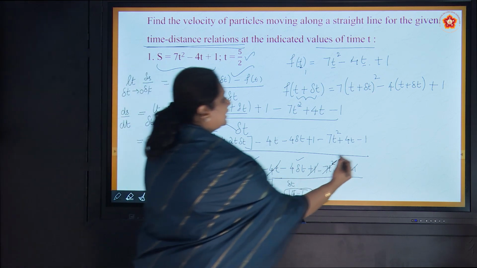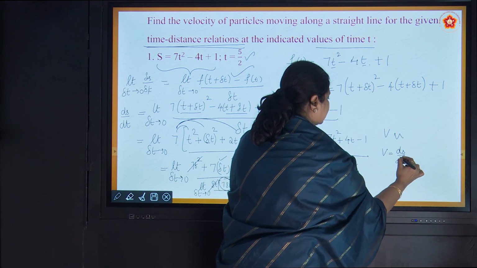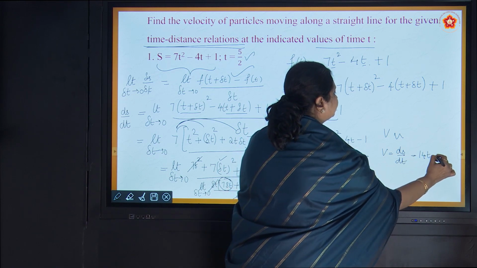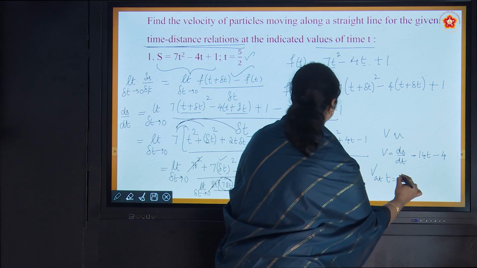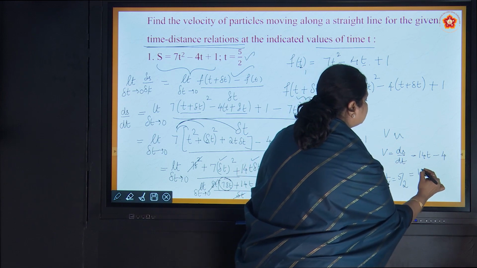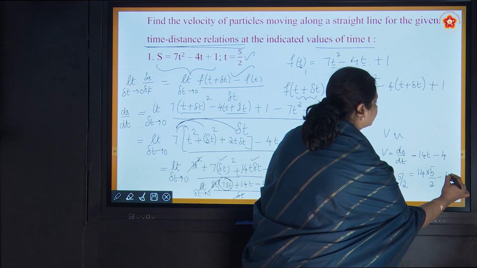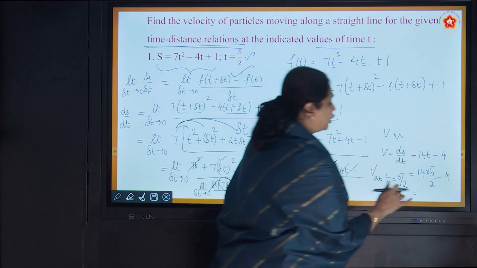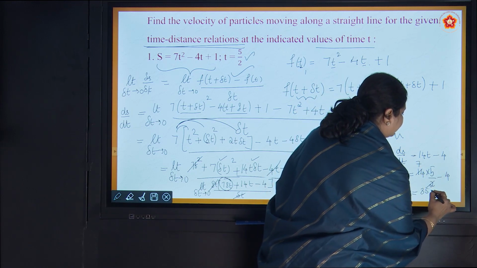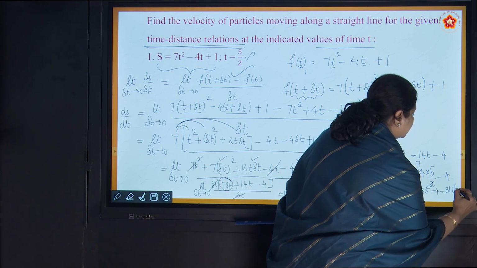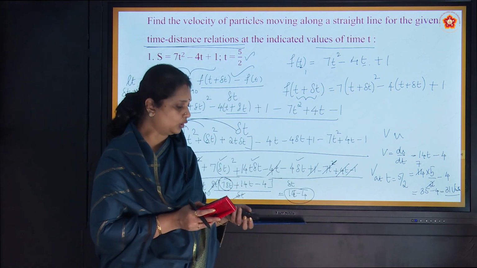So what is my velocity? I've got the velocity as ds by dt, that is equal to 14t minus 4. So I need to find the velocity at t is equal to 5 by 2. That is nothing but 14, replace the t by 5 by 2. So what do we do? First let's multiply. So 7 into 5, that's 35 minus 4. That is equal to 31 units of distance. So this is my solution. Hope you all understood.